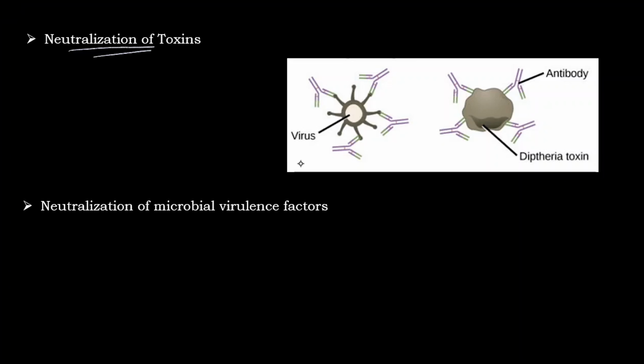Here again in the diagram we can see that these toxins are recognized by the antibodies, which mask them properly, and thus these toxins are not able to bind to the host cell receptor, and further they will be blocked.